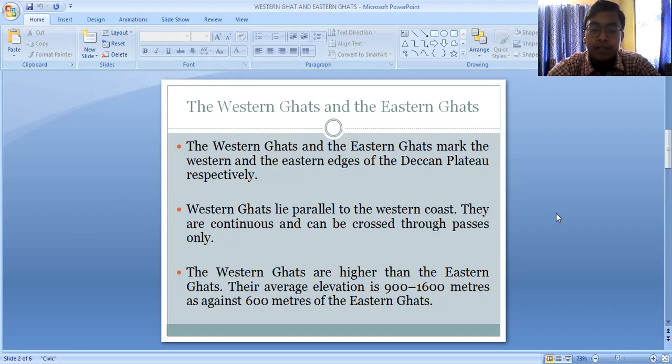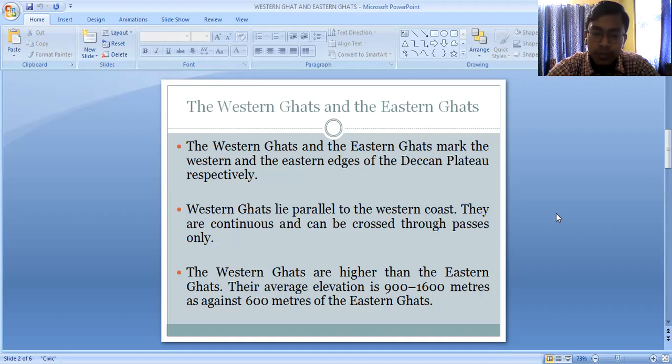The Western Ghat and the Eastern Ghats are the uplifted areas of this Deccan Plateau, the small hilly regions found in the Deccan Plateau region. The Western Ghat, which is a hilly region, is continuous in nature. That means it is not divided. It is a continuous chain of hilly ranges, and it can be crossed through the hill passes only. For example, the Palghat and others are some examples of the passes found in the Western Ghats.